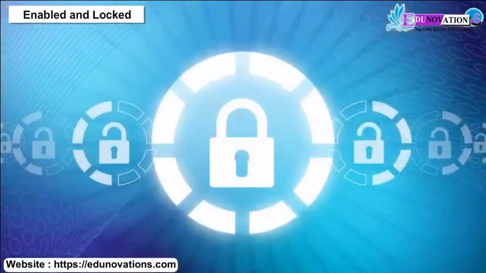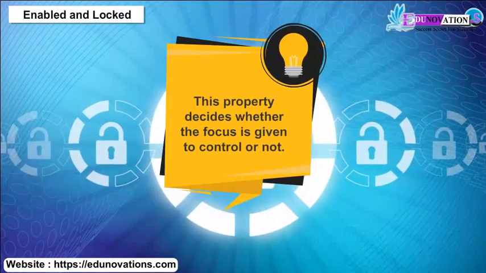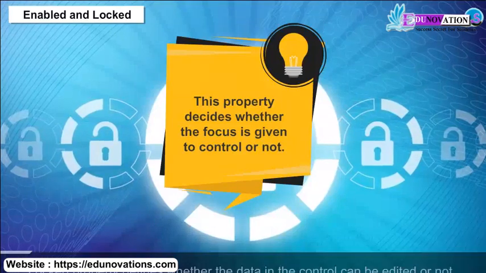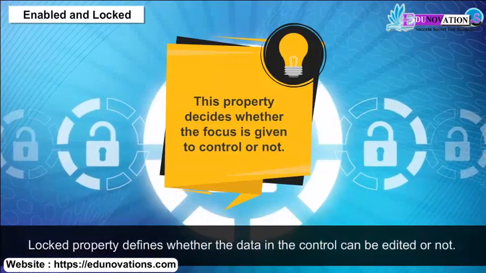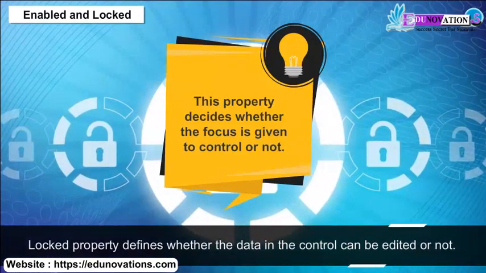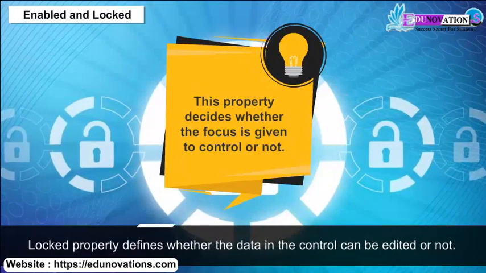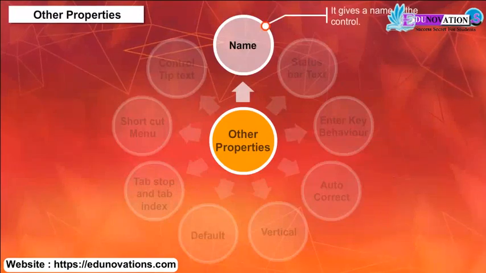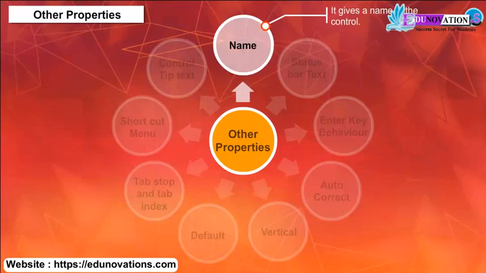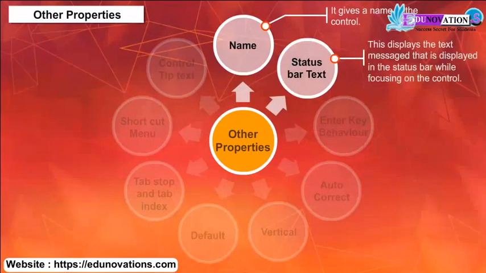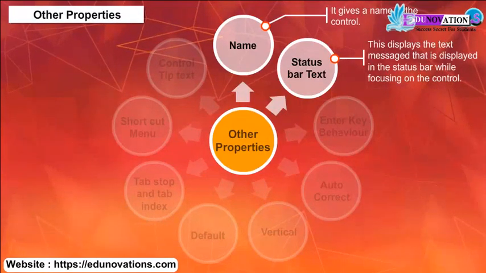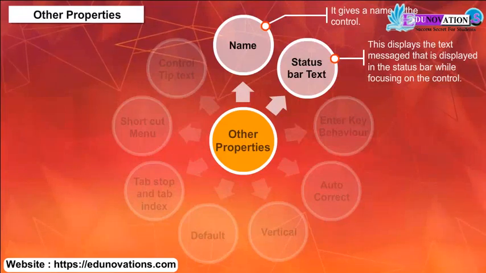Enabled and locked. This property decides whether the focus is given to the control or not. The Locked property defines whether the data in the control can be edited or not. Other properties: Name. It gives a name to the control. Status bar text. This displays the text message that is displayed in the status bar while focusing on the control.